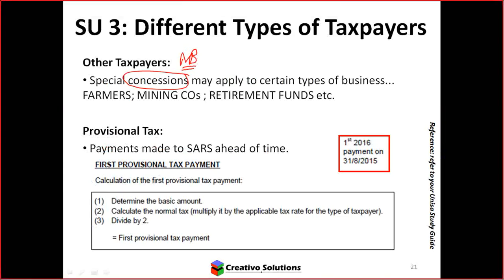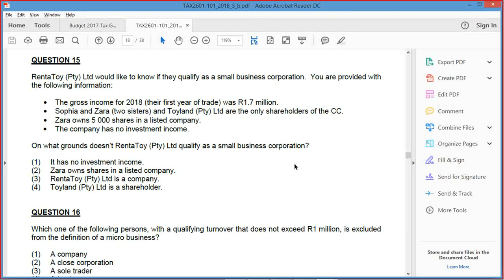The first thing I want to look at is provisional tax payments. Let me just go in order then. I'm just going to start with this. This was looking at an SBC. What qualifies as an SBC? Well, there were different options here that you had to consider in terms of a small business corporation. Looking at the options here, which doesn't qualify? There was gross income, there was Sophia, Zara, and Toyland were the only stakeholders in the CC. So obviously looking at this, Toyland was what? A juristic person. Yes, sir.